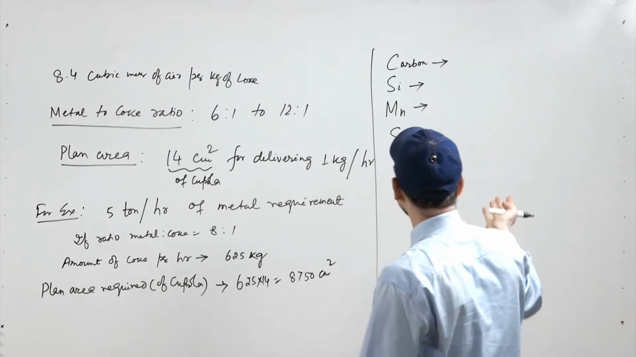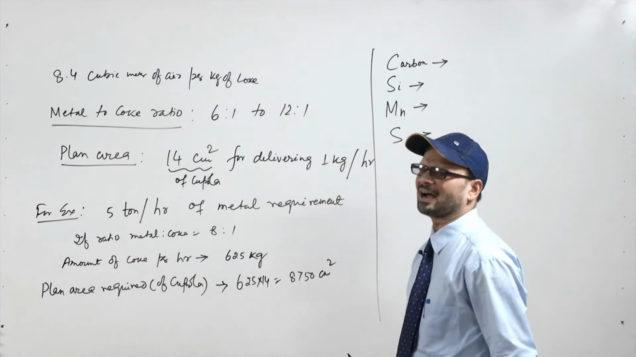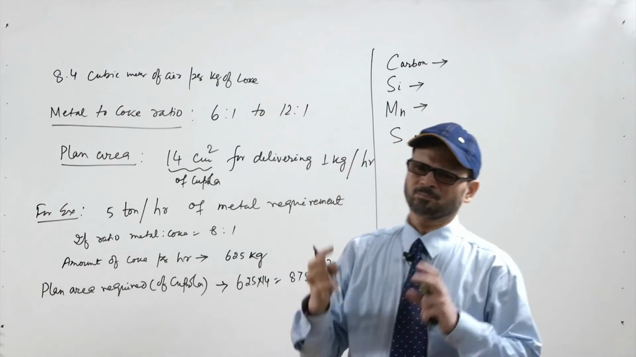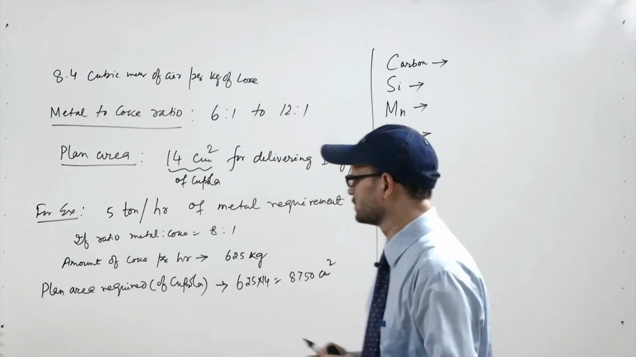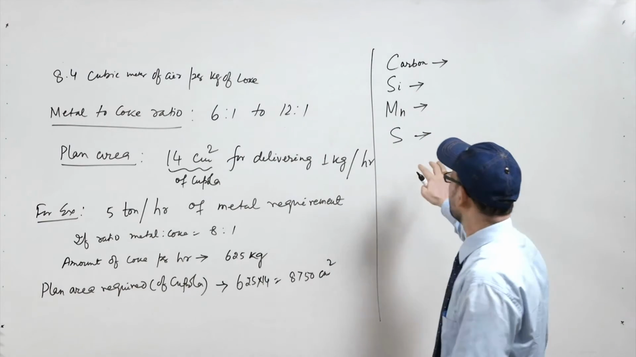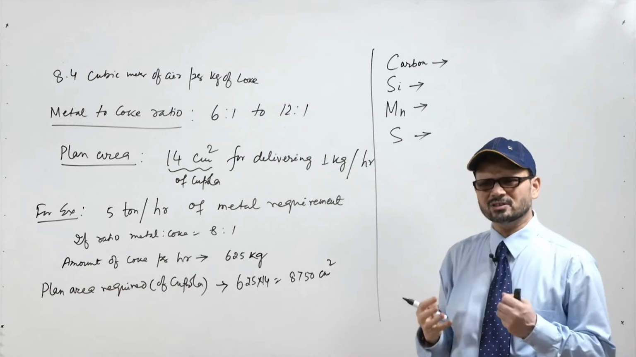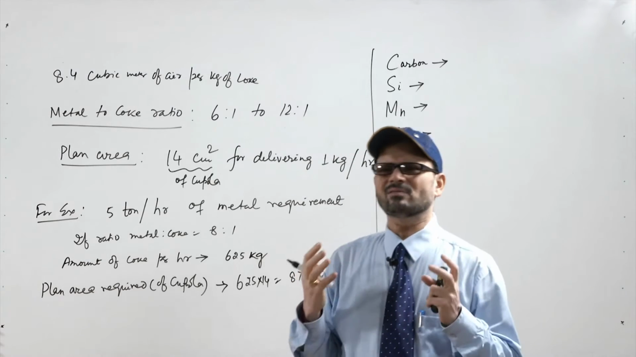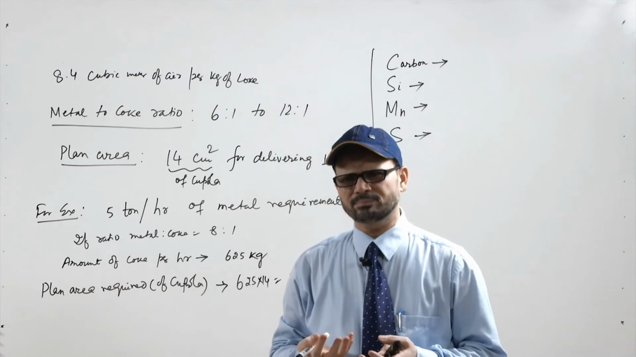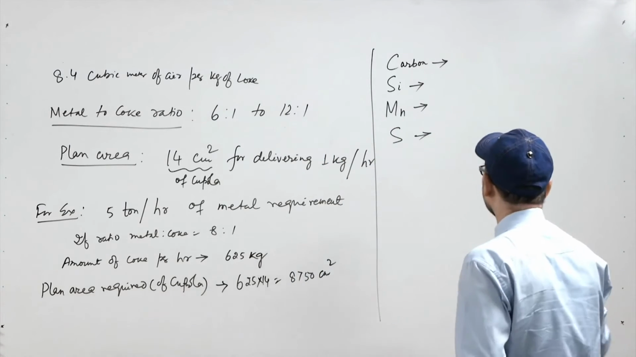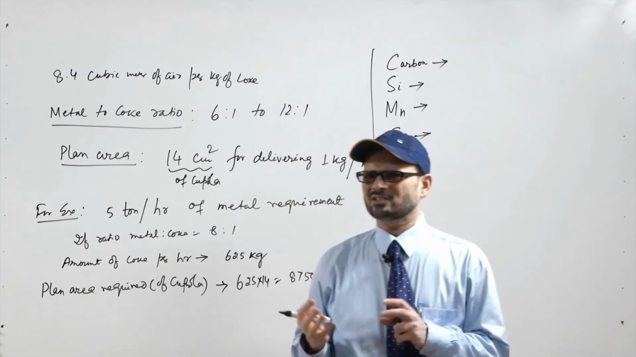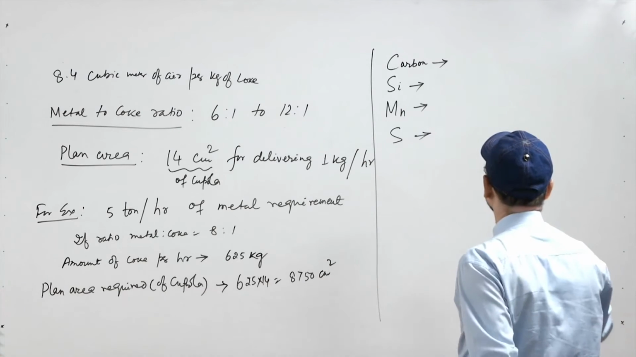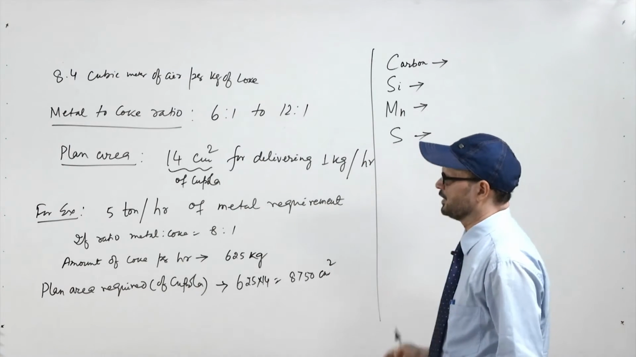sulphur is not good for the castings, especially for the production of SG iron castings or ductile iron castings. This presence of sulphur is deleterious for the nodularization process. So, you will have to see that the sulphur content is not picked up. You can even go for proper basic lining, so that the sulphur pickup is inhibited.